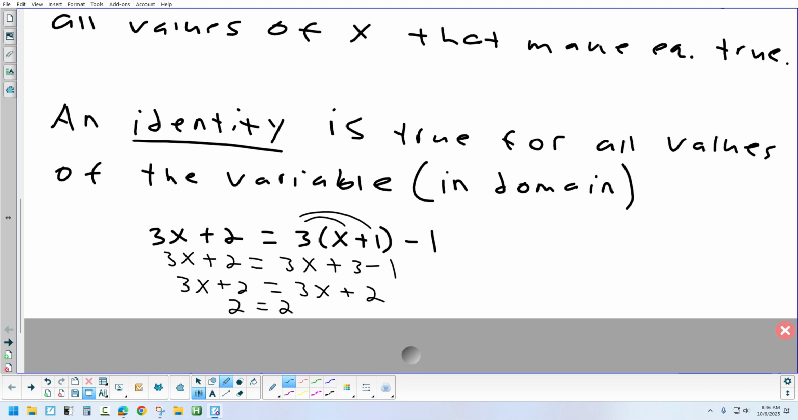Any questions on why that's an identity? And that's kind of a special case. It usually doesn't happen that you get exactly the same thing on the left and on the right.